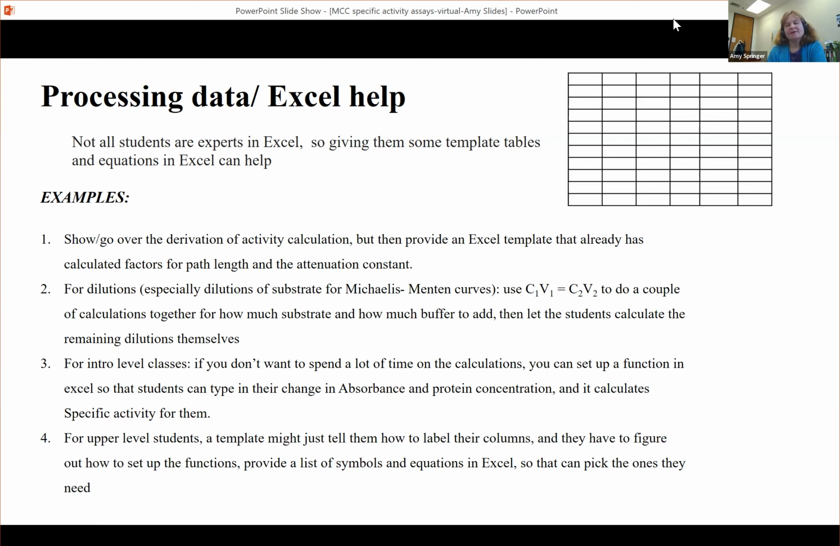If you have an upper level biochemistry class, you may want the students to really do a lot of the calculations and processing themselves. So one of the ways we do it is we go over the calculation for a specific activity. It's going to factor in the attenuation or extinction coefficient for NADH, and the path length for your reading in the spec. But then we actually just put that into the template for them.